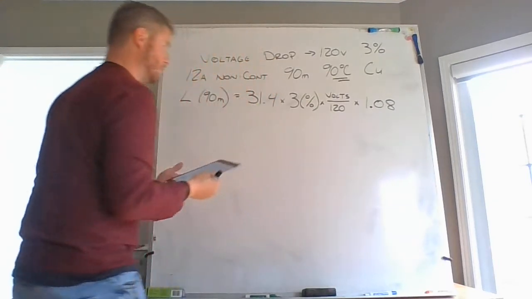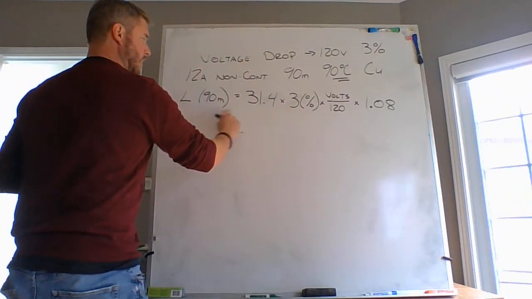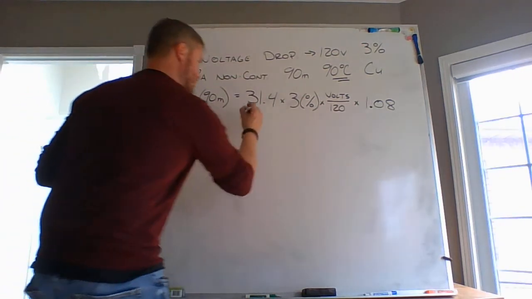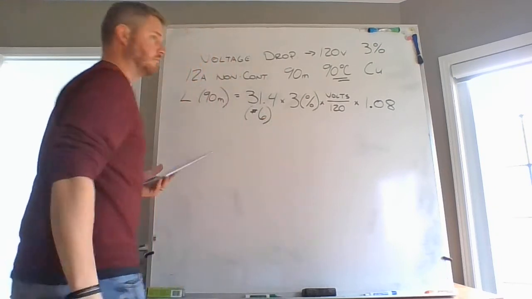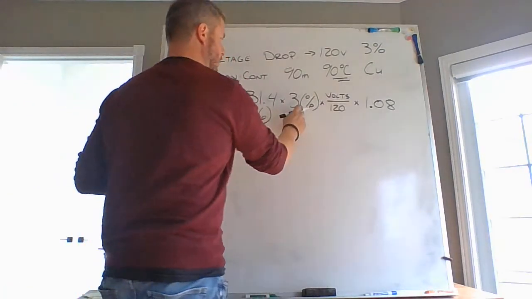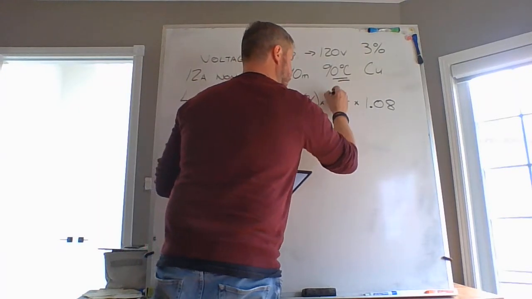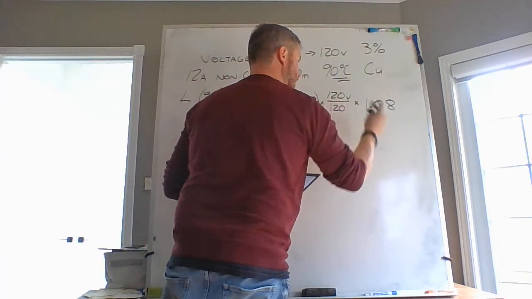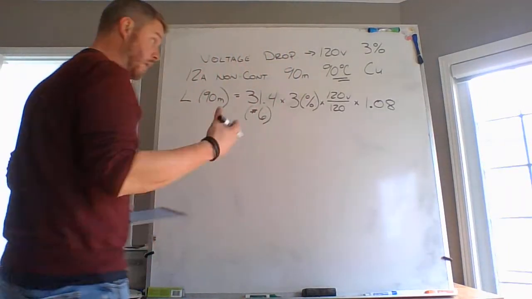Simple, easy peasy voltage drop calculation. Realistically, I'm looking to hit 90 meters. So I come up with 31.4, which is a number 6 conductor, good for 75 amps, no more than a 3% voltage drop in that calculation. I'm looking at a nominal 120 volts for my circuit. And I've gone through and calculated my distance correction factor to be 1.08.